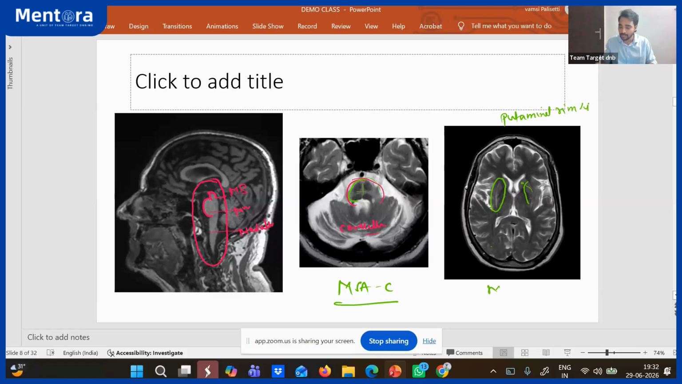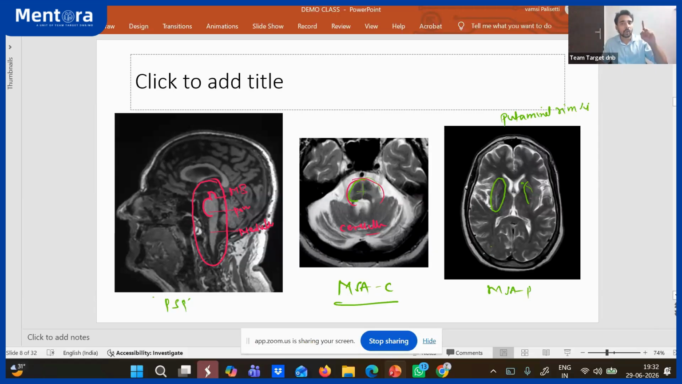This is in a case of MSA-P, and this is in a case of progressive supranuclear palsy. Right. So this is a topic they asked, very important topic. So few things very important. So Parkinson and Parkinson plus syndrome. Parkinson is always symmetrical. You have tremor features, good response to levodopa, they have good survival.